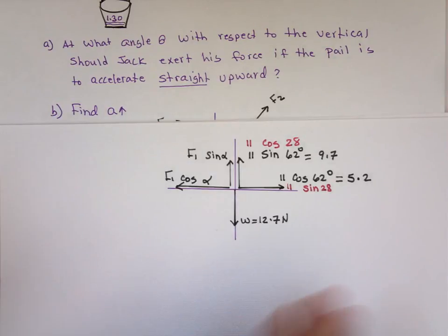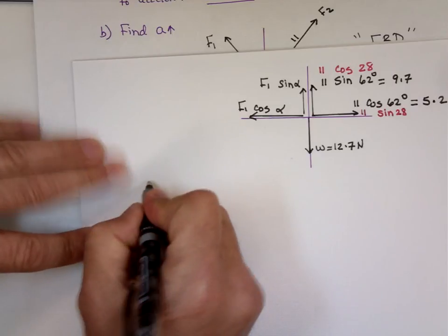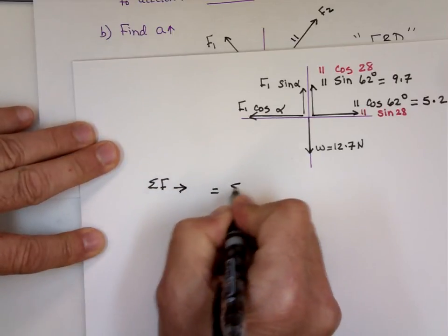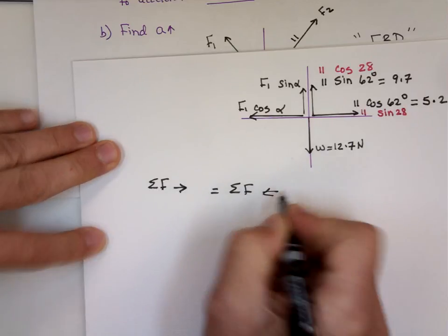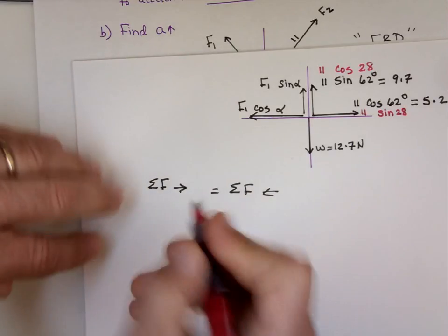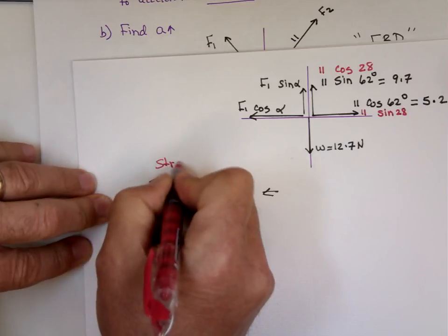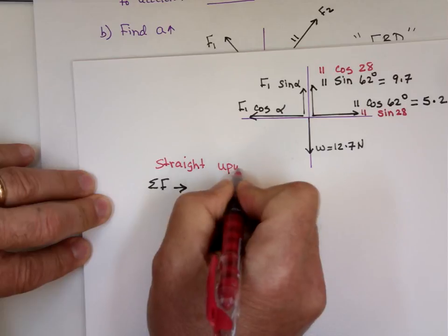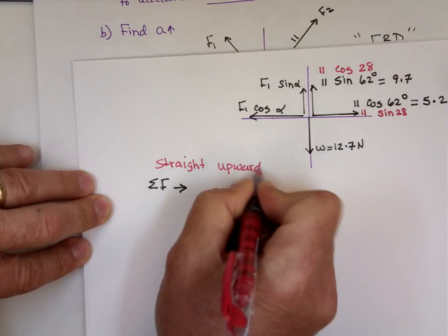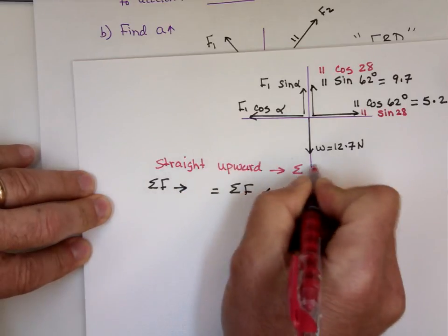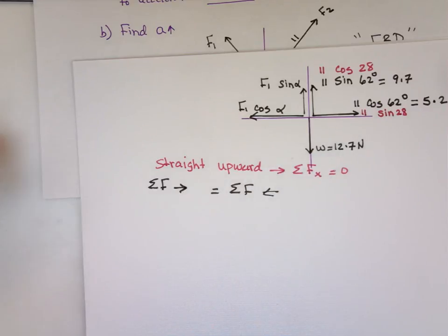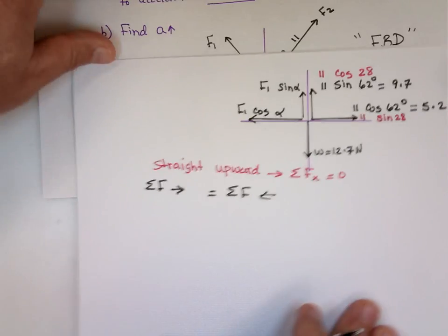So all the forces to the right should equal all the forces to the left. Again, that came from the words straight upward. That was the significance of that. It means the net force in the x direction is 0. We have no net forces in the x direction. They cancel each other out. Left equals right.